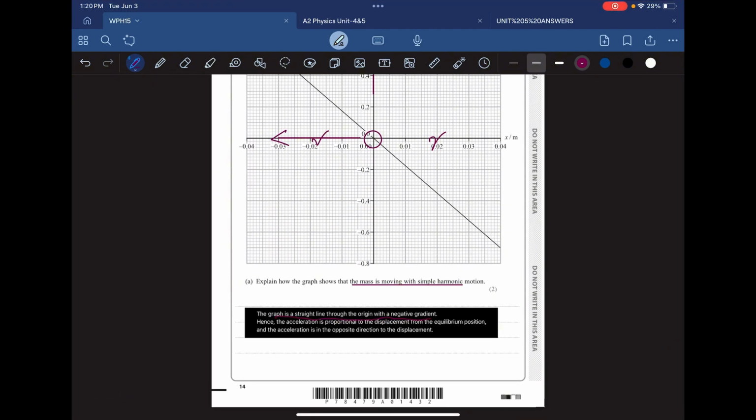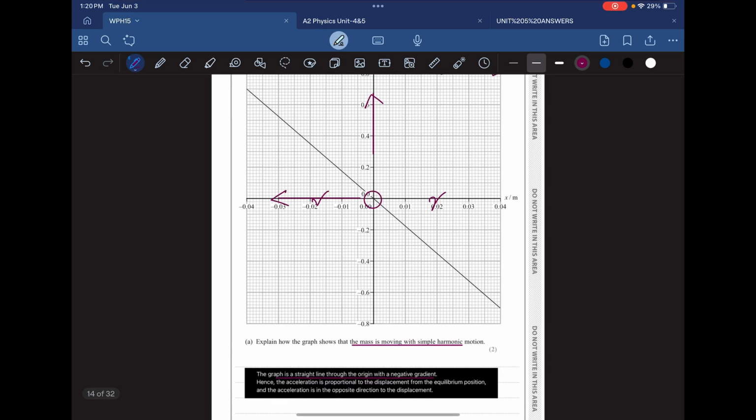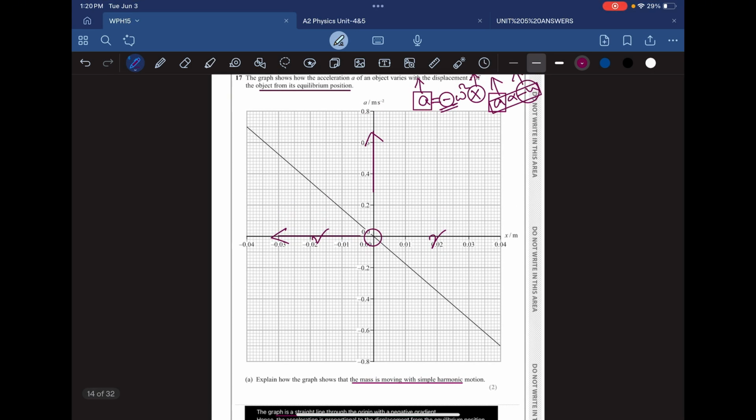that the graph is a straight line through the origin with a negative gradient. Why negative gradient? Because a is directly proportional to minus x. If you divide a by x, it becomes minus omega squared. So this minus omega squared is my gradient, right? The y-axis divided by the x-axis is my gradient, and here the y-axis is a and the x-axis is x.